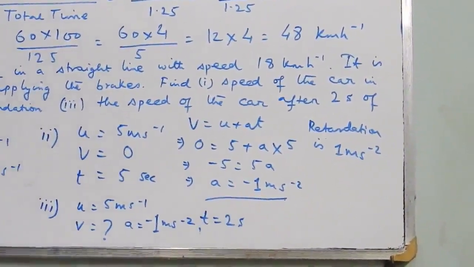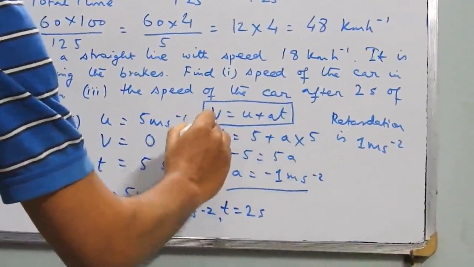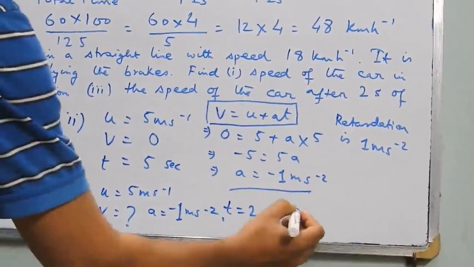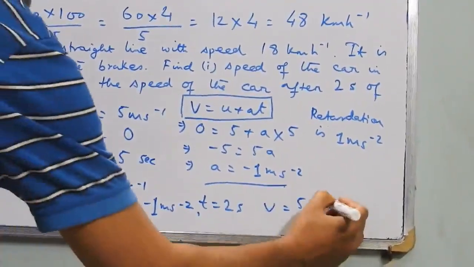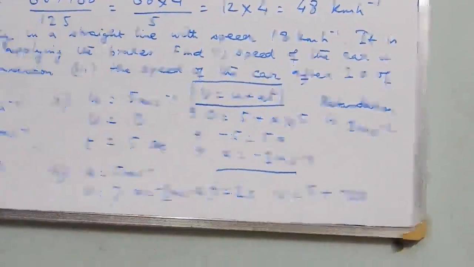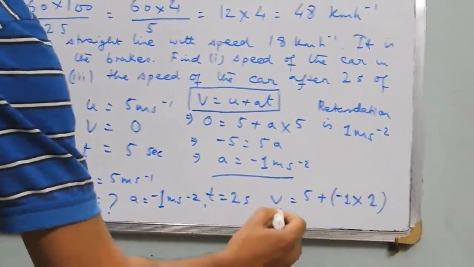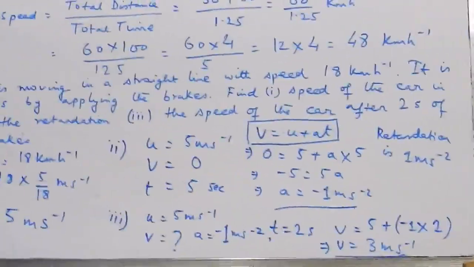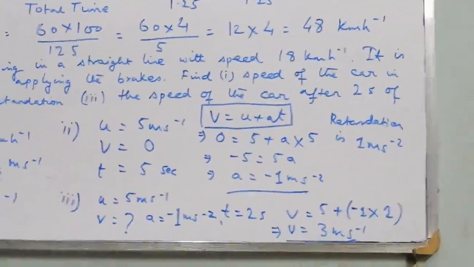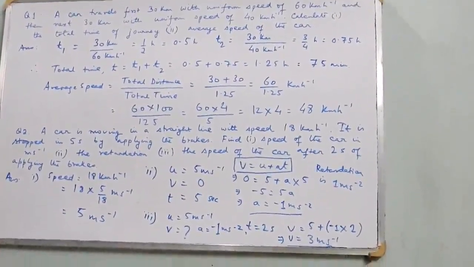So again, we use the same equation v equal to u plus at, where v is unknown here. So v is u, that is 5, plus a, that is minus 1, and time is now 2 seconds. So this is minus 1 into 2. So 5 minus 2, this gives v equal to 3 meter per second. So it means that after 2 seconds the velocity is 3 meter per second. So this is the third part of the question. Now we will take a different problem and try to solve it.